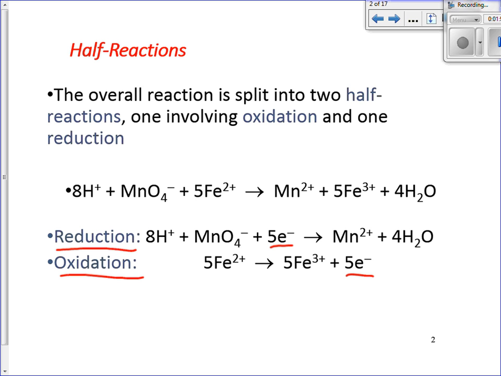And we're going to do this. They're going to end up being separated so that we can create our electrical energy.